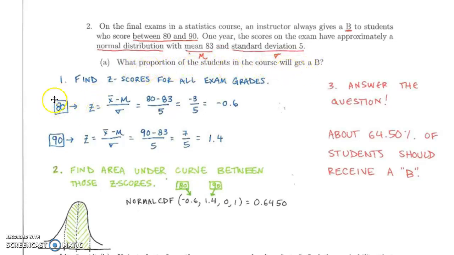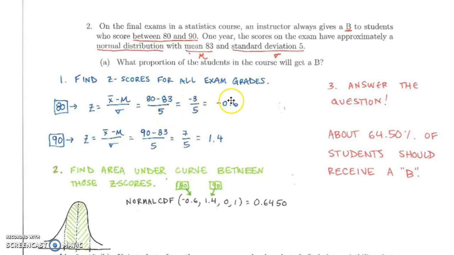Well, I know that an 80 gives me a z-score of negative 0.6. And remember, z-scores are a measure of how weird something is. They're calculated by doing whatever the value is that you're trying to compare, minus the mean, the population mean, divided by the standard deviation. In this case, the population standard deviation is 5.